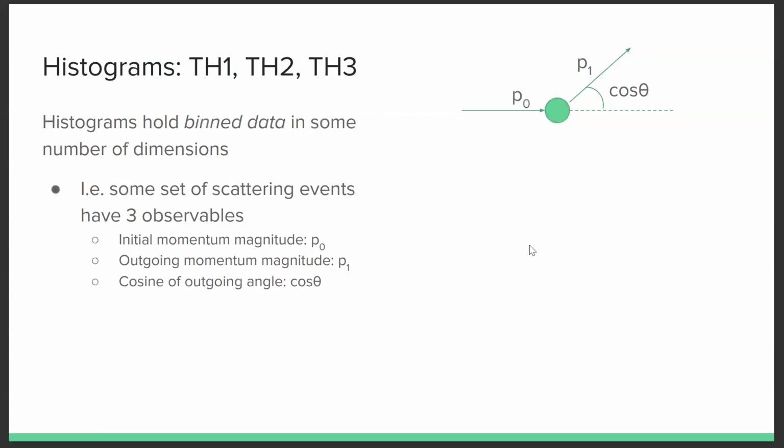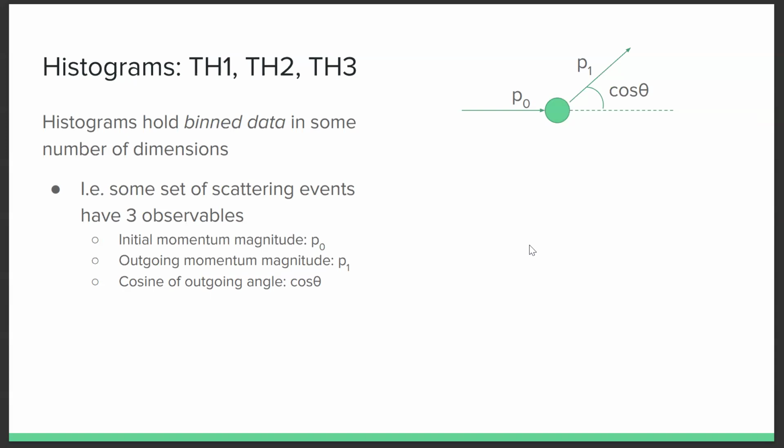So next, we can work with histograms. So this is to actually start to do data analysis and visualization. Several classes exist, TH1, 2, and 3. There's also, at least there used to be, a THN, but I don't think it's widely used. But histograms are intended to hold bin data in some number of dimensions.